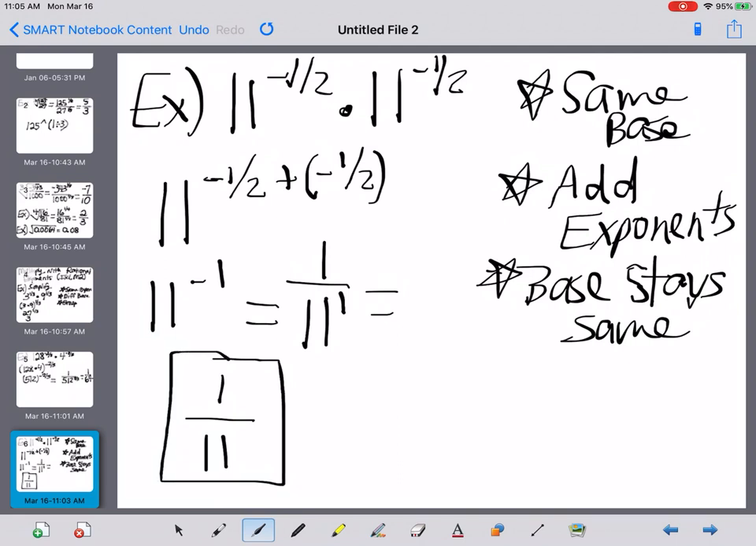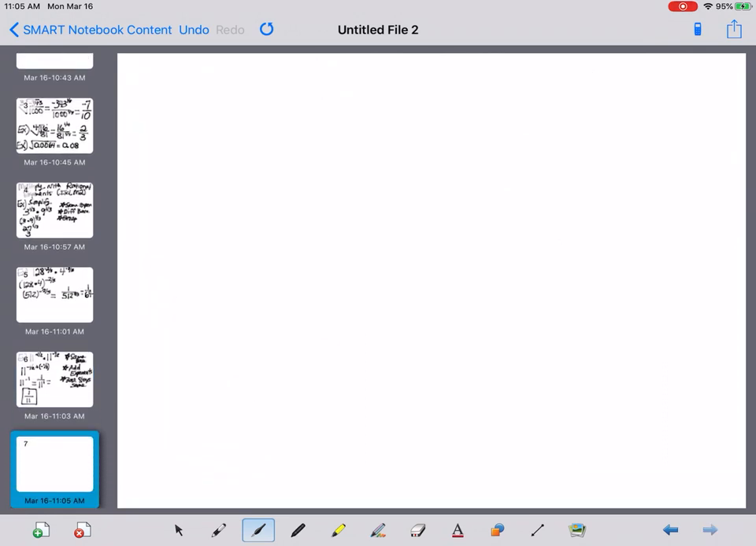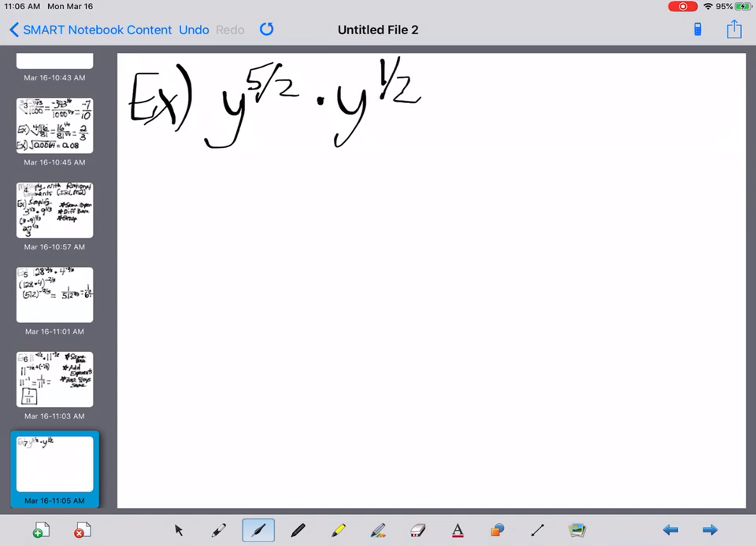Okay, and then let's do one with some variables. So let's say that we have y to the 5/2 times y to the 1/2. Well, same rule as the last one. I have the same base. My base is y. So it's going to be y to the 5/2 plus 1/2.